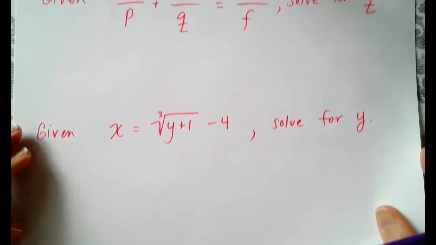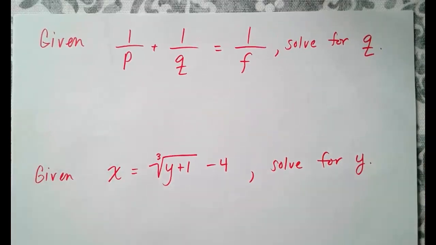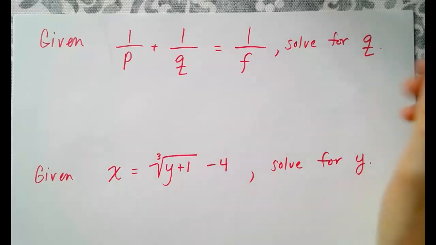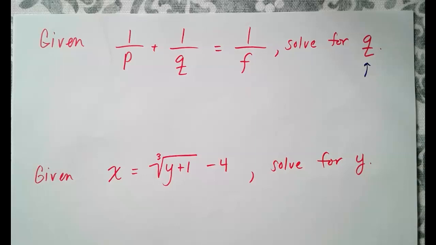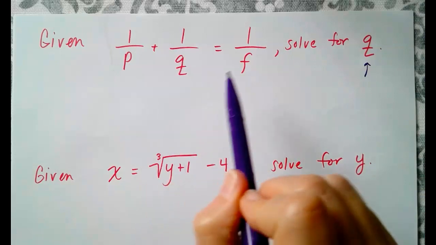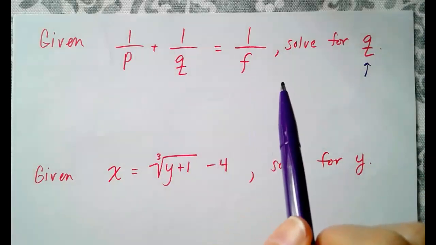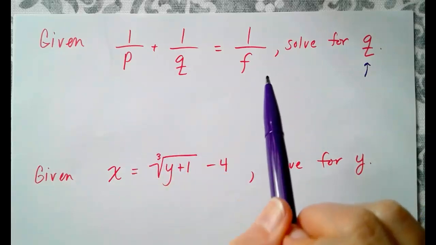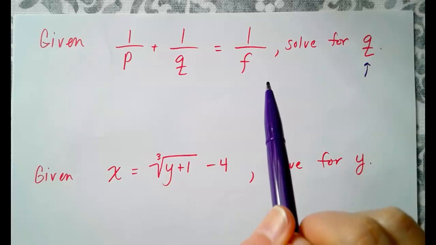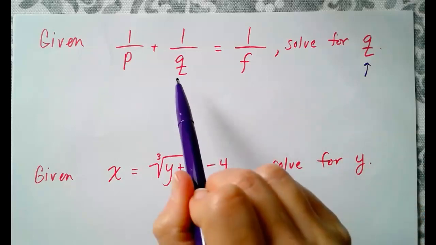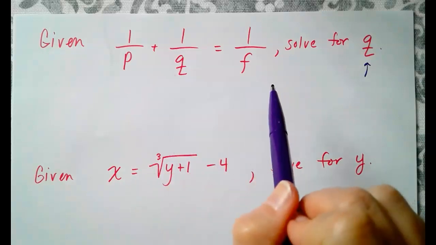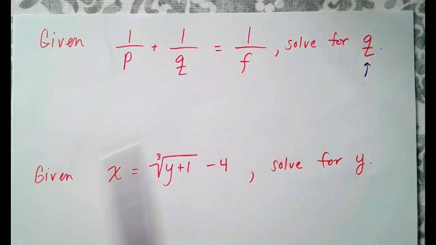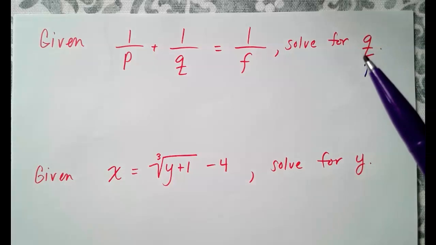Two more problems. Given 1 over P plus 1 over Q equals 1 over F. It is our desire to solve for Q. So we can go a couple of different ways here. We could use our strategy that we've already discussed in previous videos of utilizing the common denominator to get rid of the fractions. Or we could start by multiplying everything just by Q. That would get the Q up into the numerator.